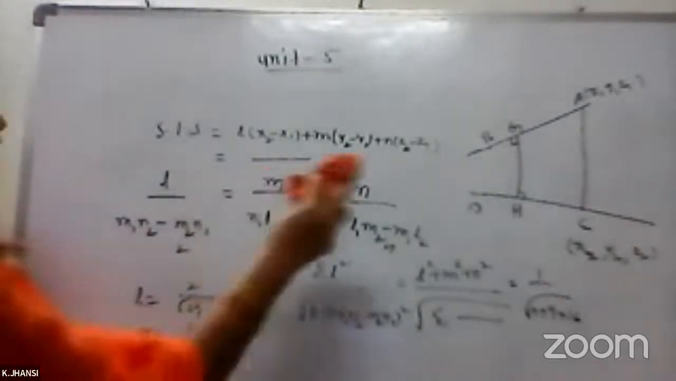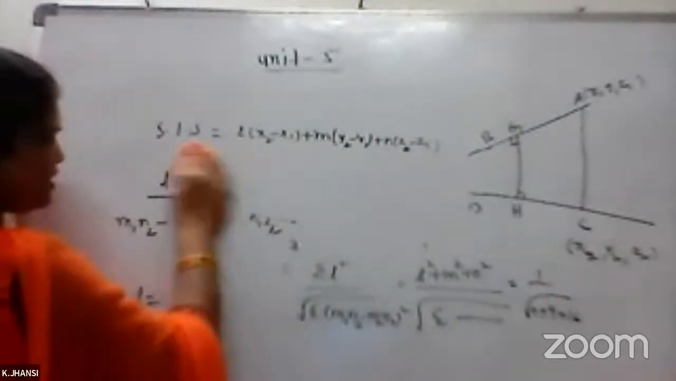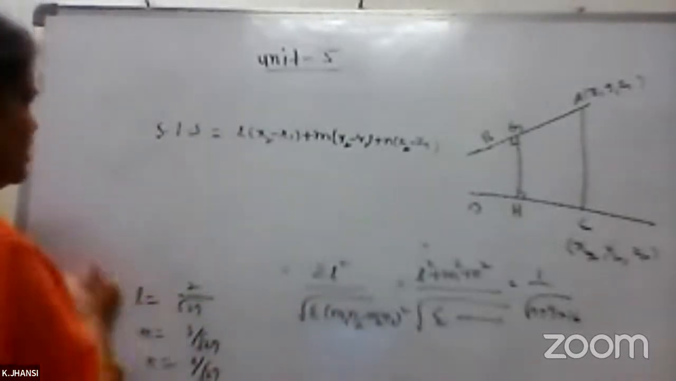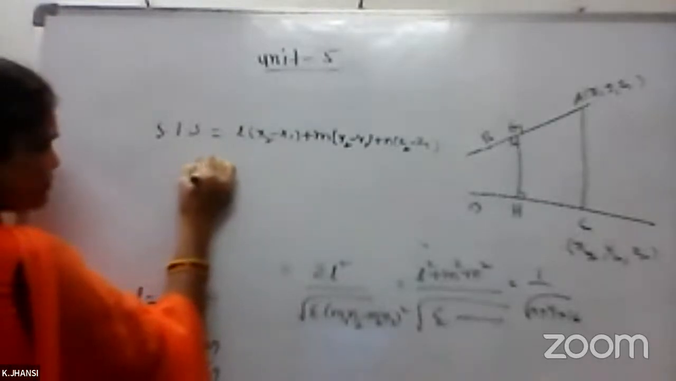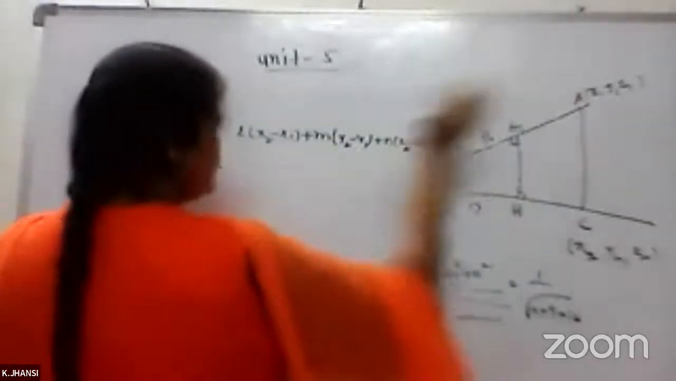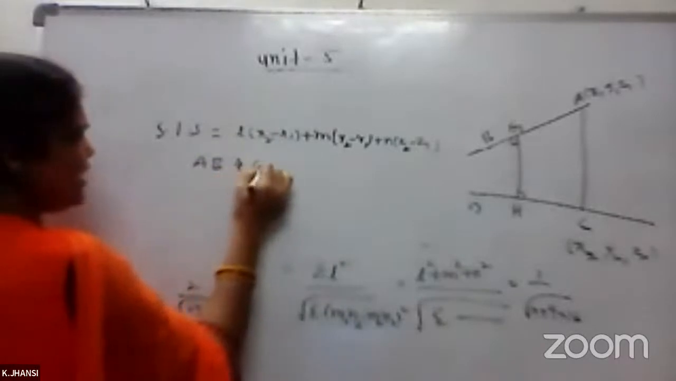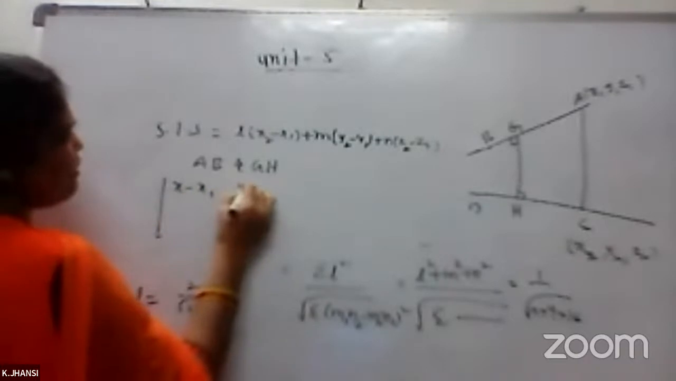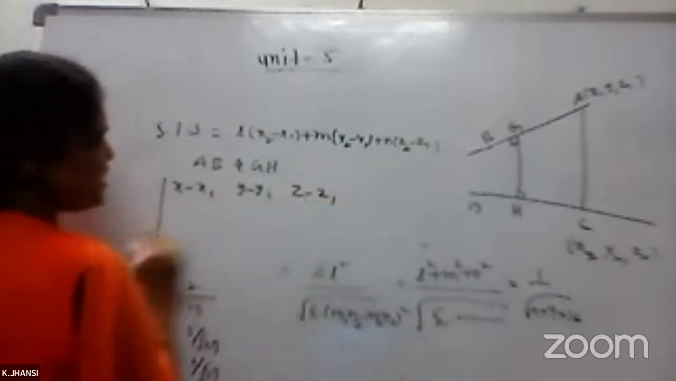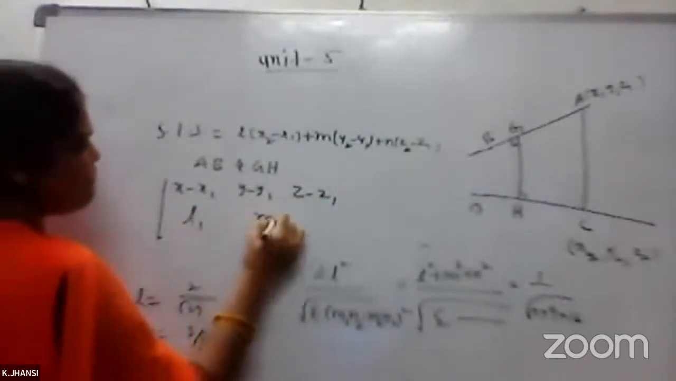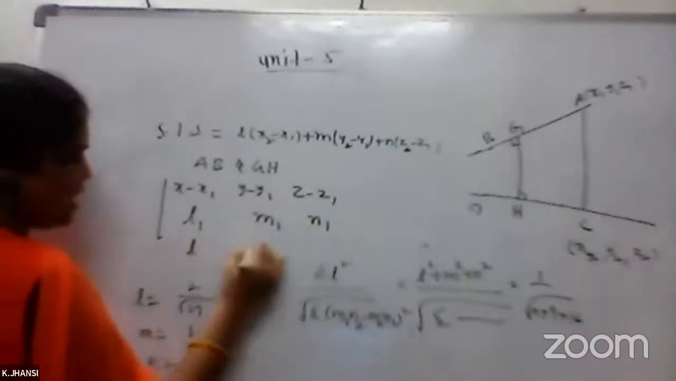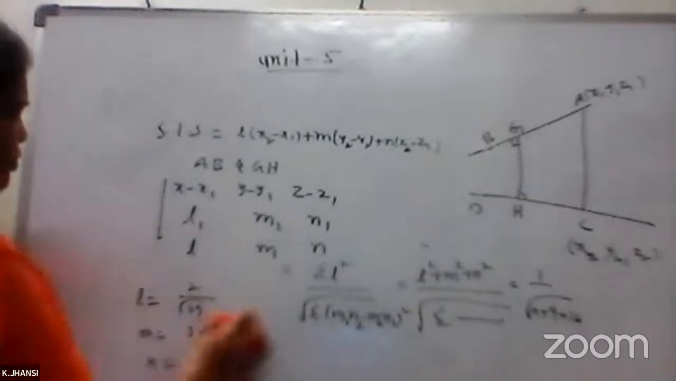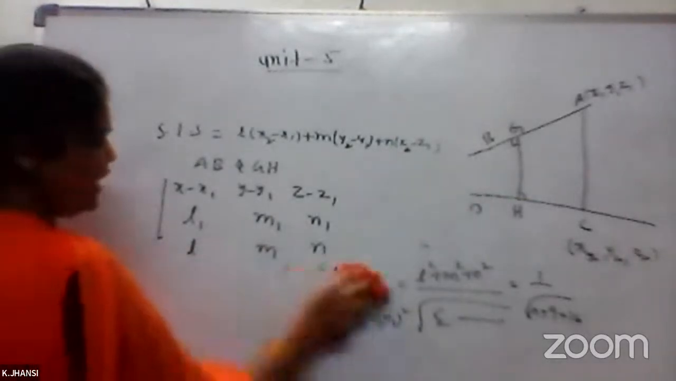After that, you find the equations. The same procedure we did for coplanarity and the introduction we have to do here for the shortest line segment also. With respect to line AB and GH, one line equation you will get is x minus x1, y minus y1, z minus z1, over l1, m1, n1. Instead of l2, m2, n2, we will write l, m, n.